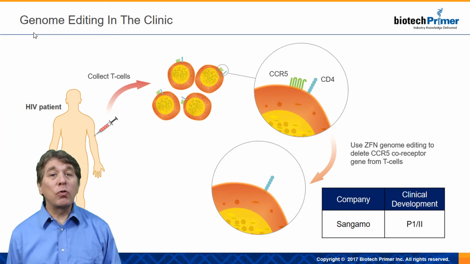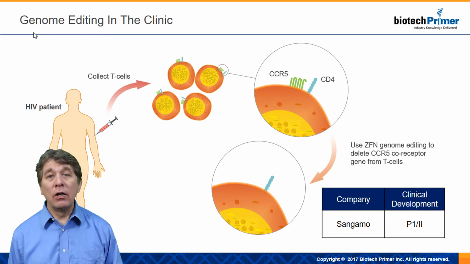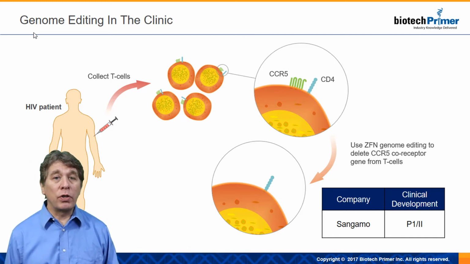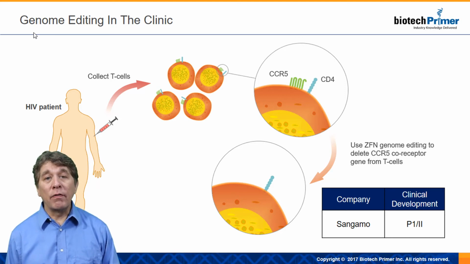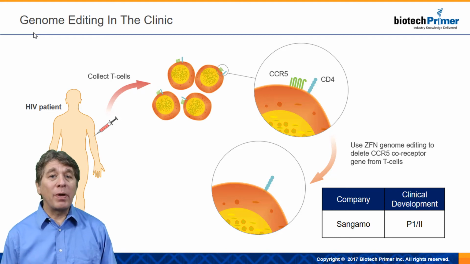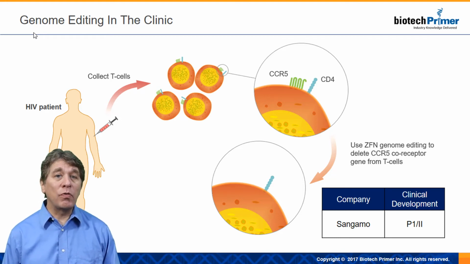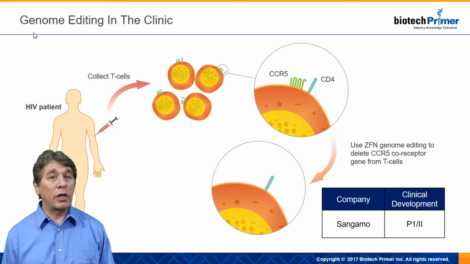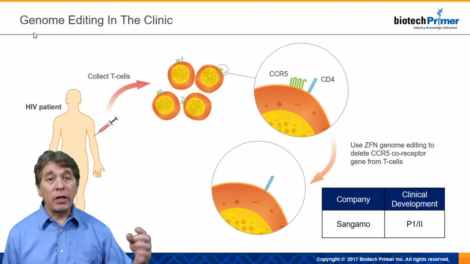With zinc finger nucleases, we can actually design into the protein, into the nuclease enzyme, what sequence of DNA we want to remove. So in this case, we're going to remove the sequence of DNA that codes for the protein CCR5. Once we've done that, these T cells have had their genes edited to remove the CCR5 gene, so they can no longer produce the CCR5 protein.